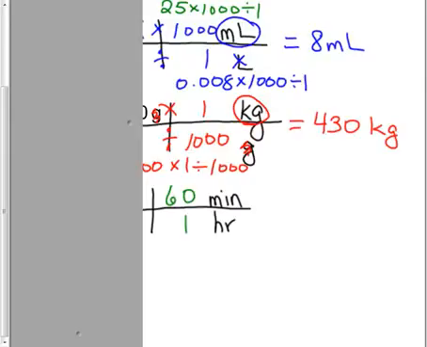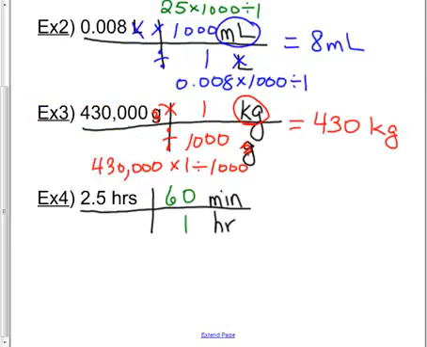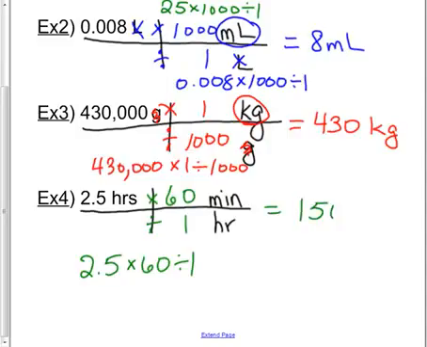Once I figure that out, I can unhide my original number. Everything on top gets multiplied, everything on the bottom gets divided. So 2.5 hours times 60 divided by 1 is going to give me 150. I know it's minutes because hours are on top and bottom. They cancel out. The only unit I have left is minutes.